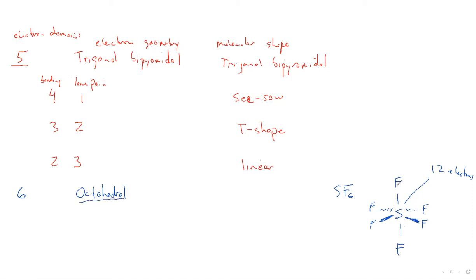The bond angles are 90 degrees. Everything is 90 degrees apart. And then you'll have derivatives, right? You could have 5 and 1. You just take one away, and it doesn't matter which one because they're all equivalent. If you take one away, then the shape goes from the electron geometry, the shape becomes a square pyramid.